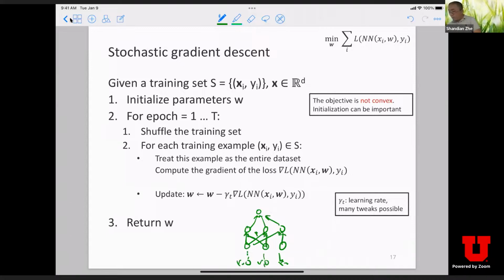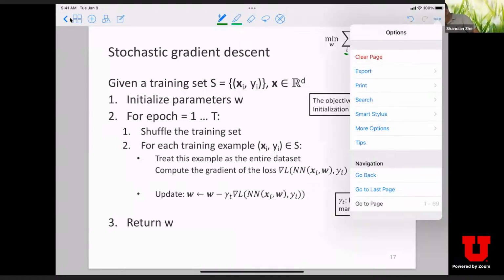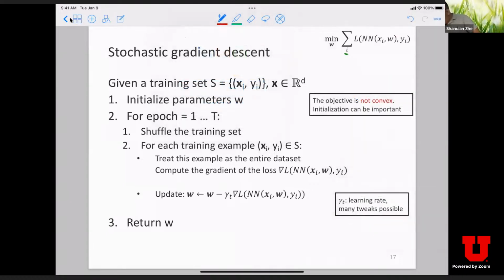To do that, we can construct a loss function. You go over a set of training examples. For each training example, you use your neural network to compute the prediction and then calculate the loss with respect to the ground truth. From that, you get the loss function. Then our goal is to minimize this loss function to find the optimal weight parameters.